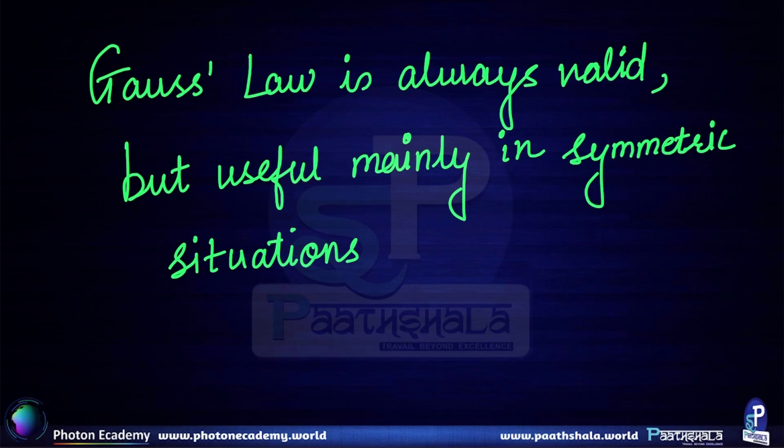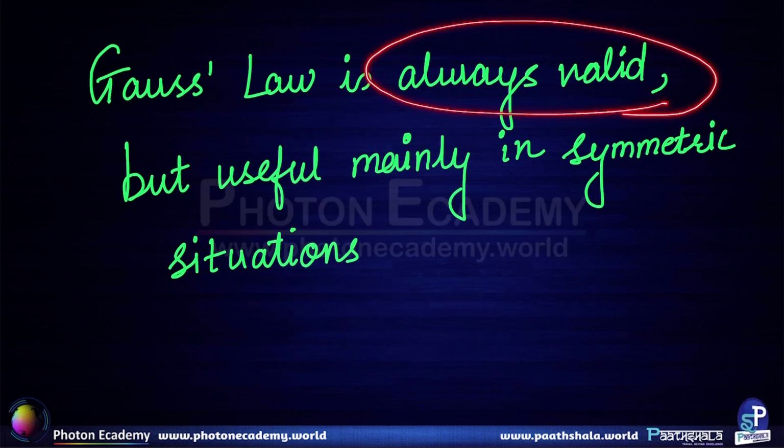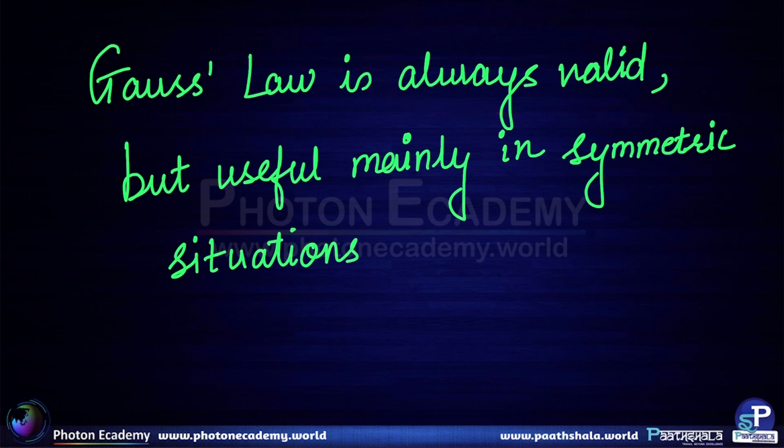Understand better about the validity and usefulness of Gauss's law. Well, Gauss's law is one of the four Maxwell's equations that describe electromagnetism. It is actually theoretically equivalent to Coulomb's law. It is always valid in any given situation and circumstance. Gauss's law will be found to be valid. However, it is mainly useful only in symmetric situations.